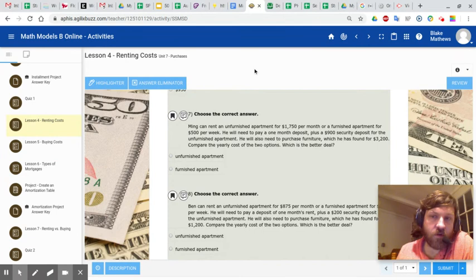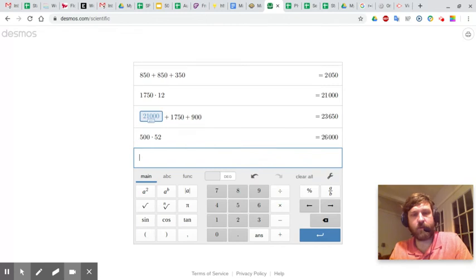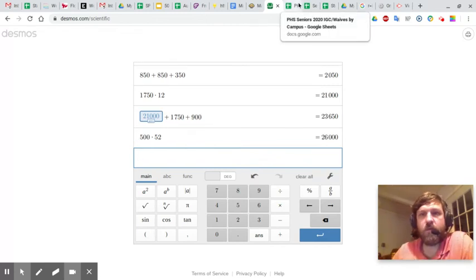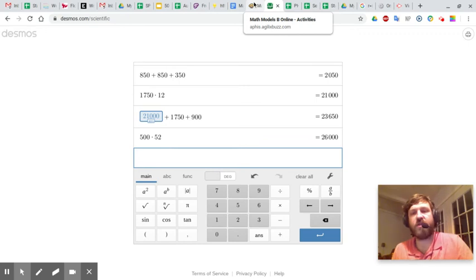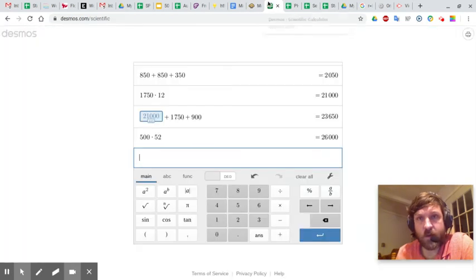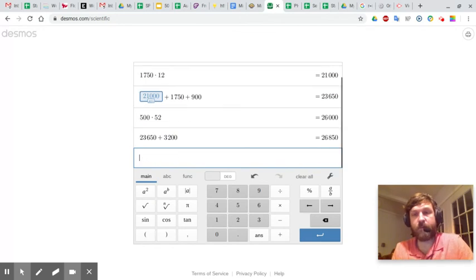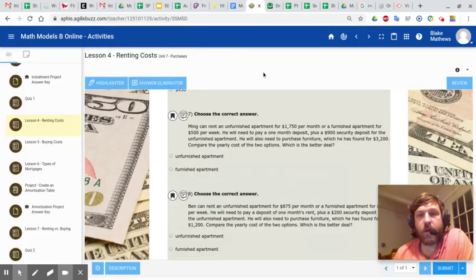So let's look at the furnished apartment. It's $500 per week, so that's 500 times 52. Already we're well beyond, we've already reached beyond the cost of the other apartment. But we find you have to purchase furniture for the unfurnished apartment. So we need to go back up here and add to this 23,650. We need to add 3,200 for furniture. And we can see now the furnished apartment is a better deal. That's what you're doing there.